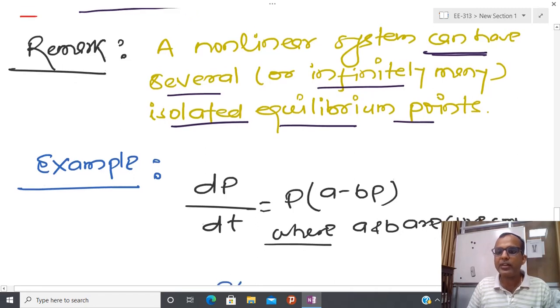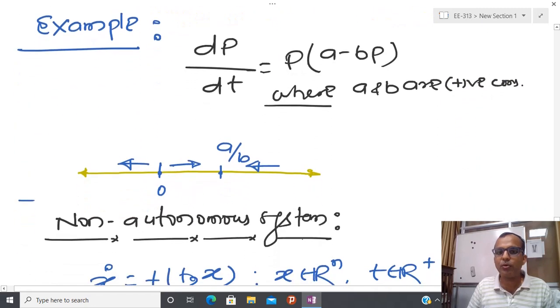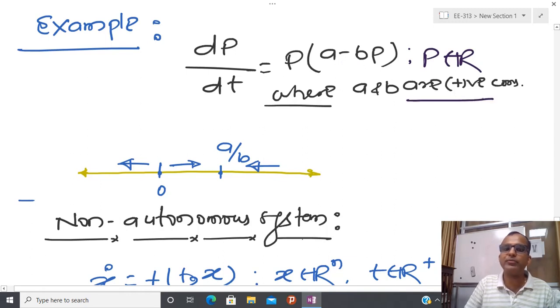Now let us try to visualize one more example. Again, this is a very simple system, and here I am assuming that P belongs to R, and A and B are both positive constants. Again I have drawn this real line, and it is possible to show that I have two isolated equilibrium points, because if P equal to 0, then dP by dt equal to 0, and if P equal to A by B, again dP by dt equal to 0.